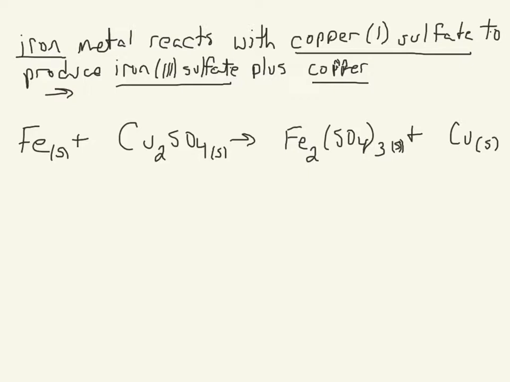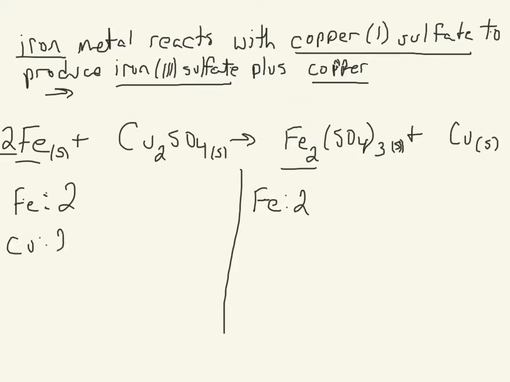Now we need to balance, so splitting up our reactants and products here with that line, and for Fe, we have 1. However, on the product side, we have 2. So what we're going to do is put a big 2 in front of there, and that gives us 2 Fe. So those are balanced so far. Then we go to our coppers. On our reactant side, you can see we have 2. However, on our product side, we only have 1.